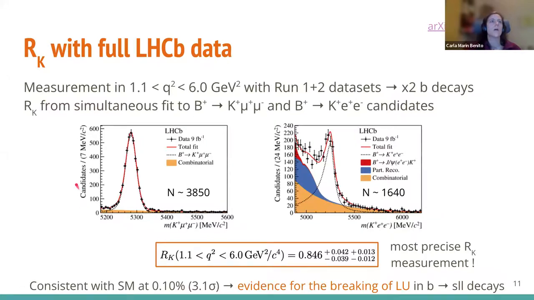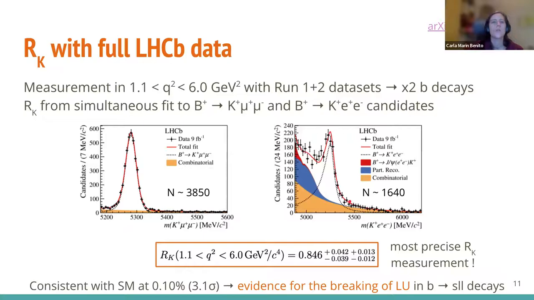This is the measurement in this low q-squared region with the full LHCb dataset, which is basically a hadron sample twice as large as the previous result. We get RK from the simultaneous fit of the muon mode and the electron mode. You can see that the electron mode is much more challenging due to the degraded mass resolution, which makes it affected by larger backgrounds. But these are very well under control in the end, and we are able to characterize this distribution very precisely.